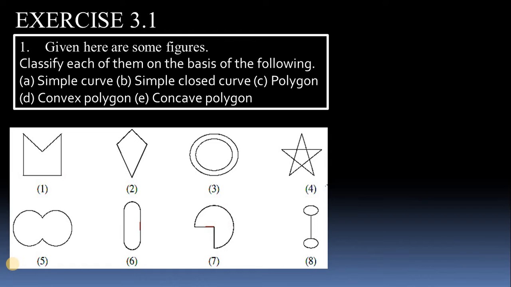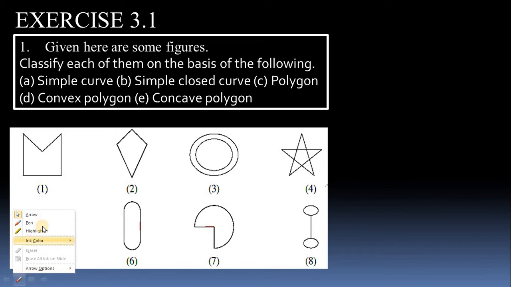Some figures are given here, and you have to identify which one is a simple closed curve, polygon, convex, or concave. In the previous tutorial I explained that. Now I hope you can easily solve it. The first one is a simple curve. You can clearly identify a simple curve.